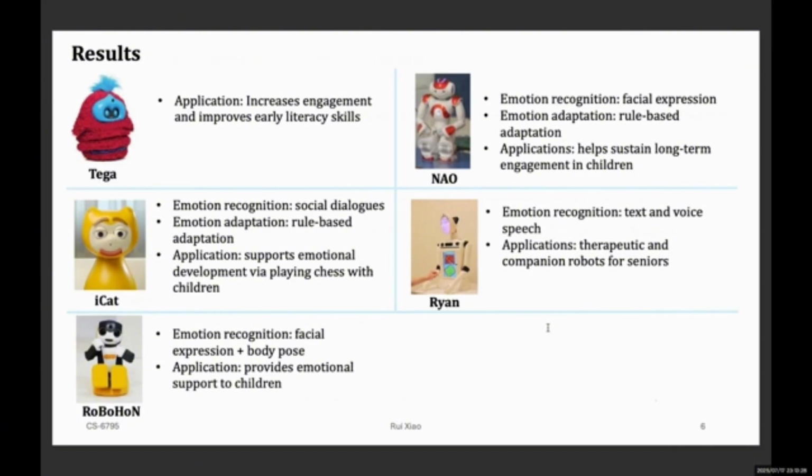This slide shows a summary of the social robots used in the selected papers. I list the method of emotion recognition and the strategies of emotion adaptation and applications for each robot. And there's only one robot, called Ryan, used for seniors.